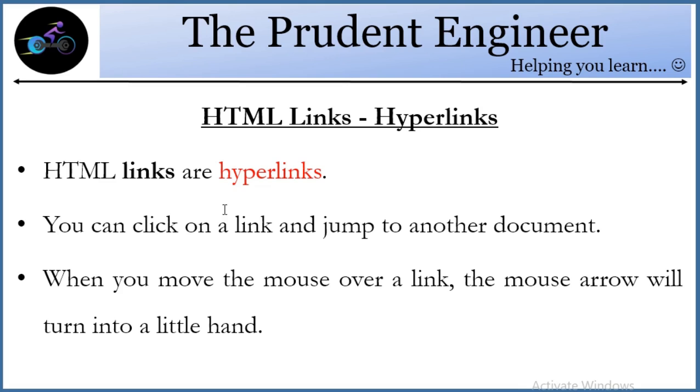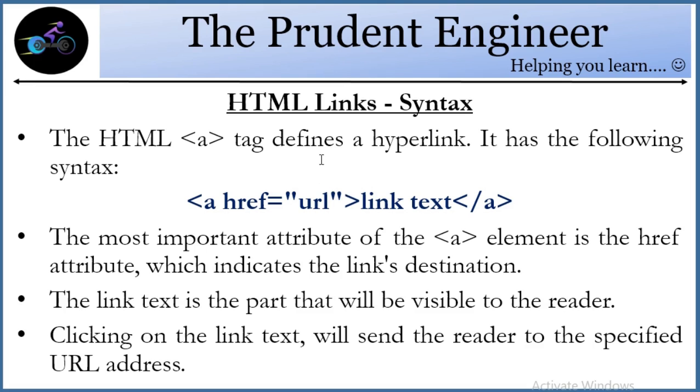The first thing is HTML links. So HTML links are hyperlinks. You can click on the link and you can jump to another document. It follows a syntax that is specified under the a tag, and after the a tag you have to give a space. Then you have to write href, that is hypertext reference, equals to, in quotes, the URL you want the user to go to, then close the quotes, close the bracket, write the link text, and close this tag. So rather than telling you, I'll show you how this works.